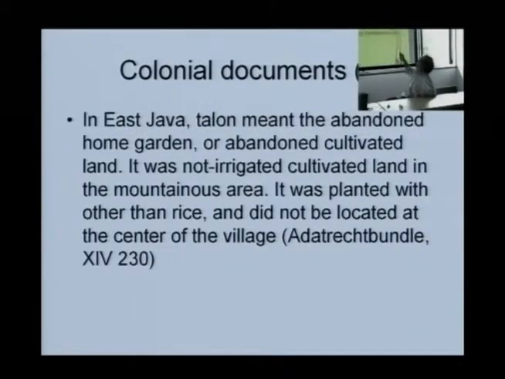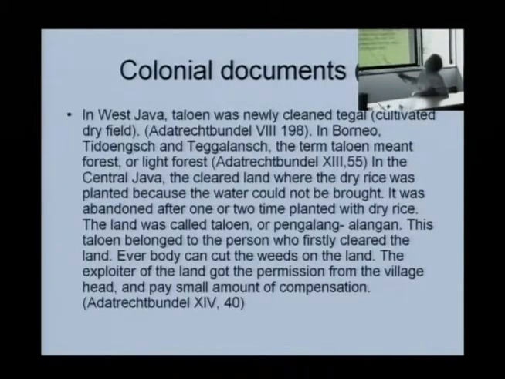Now in East Java, Tarun means the abandoned home garden or abandoned cultivated land. It was not irrigated, cultivated land in the mountainous area. It was planted with crops other than rice and was not located at the center of the village. In West Java, Tarun was newly cleared tegal, cultivated dry field.